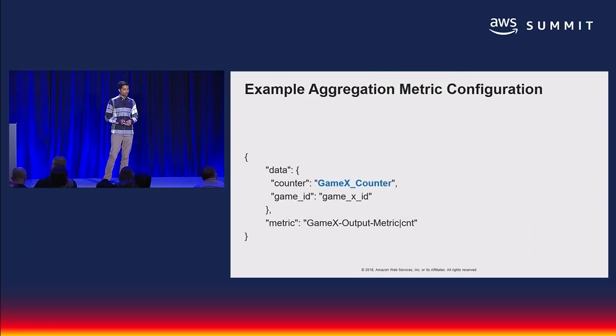So here's an example. Imagine there's a game out there called Game X, and they generate data like this. They have a counter called GameX counter, and they give me a game ID called GameX ID. And they want the aggregation of this data to be sent to a metric called GameX output metric. In our case, we use a convention of adding the type of aggregation we want, so that's the vertical bar CNT for count at the end. So this particular game wants to generate an aggregation of counts of how many GameX counters it gets in a minute. So how do we do that?